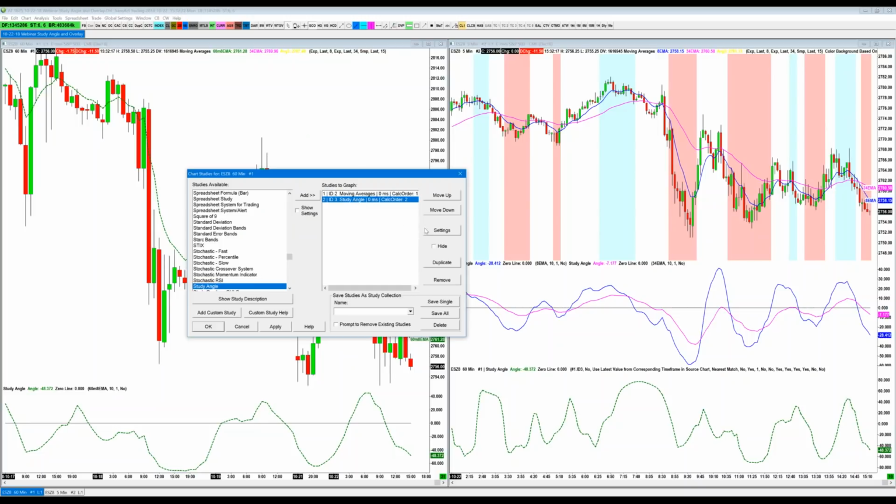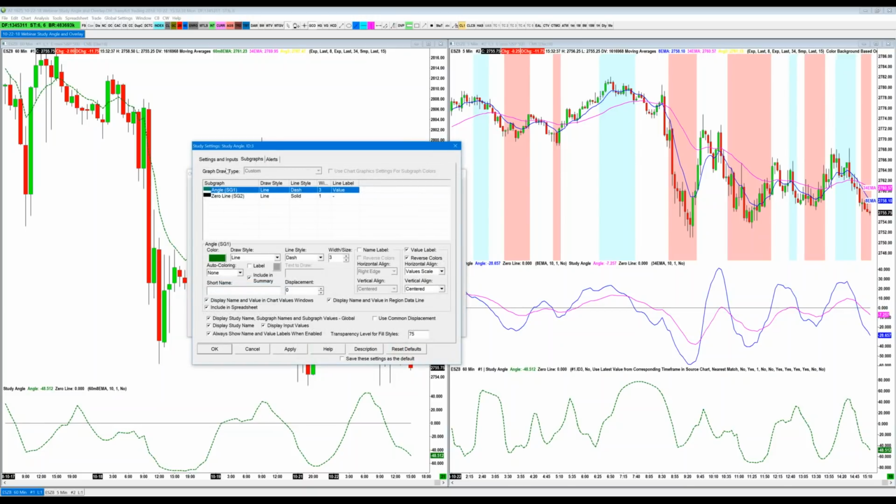And when you add the Study Angle study, it's not like adding a moving average or adding a stochastic or something. You need to base it on something else. It could be based on the current price of the market. It could be based on a study. In this case, we are basing the angle of the study on another study.